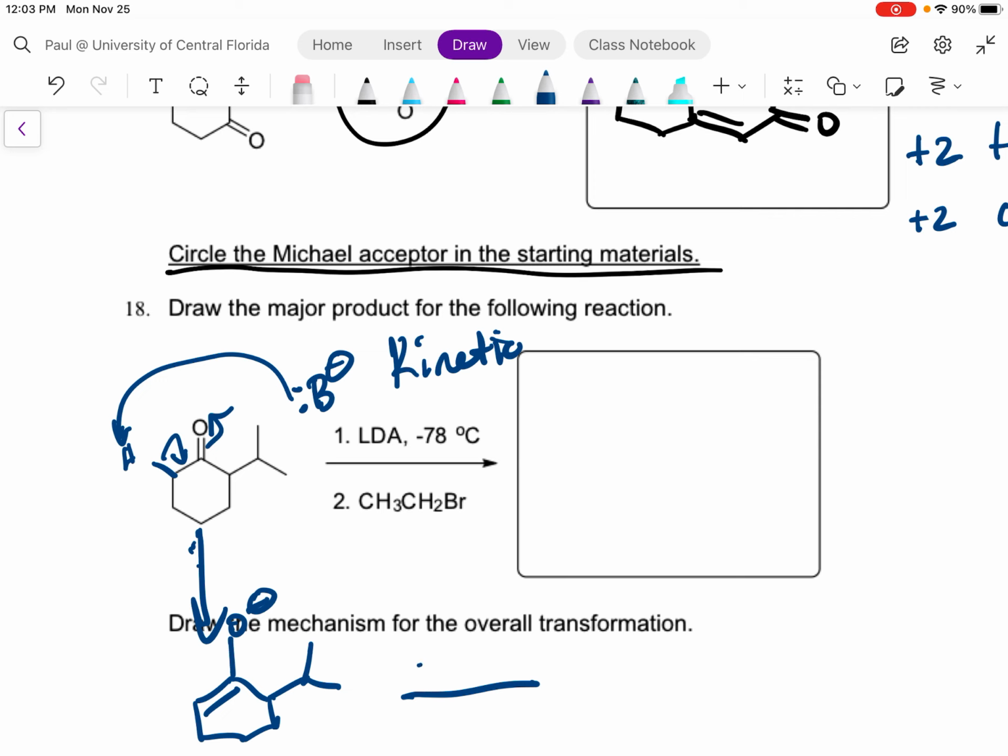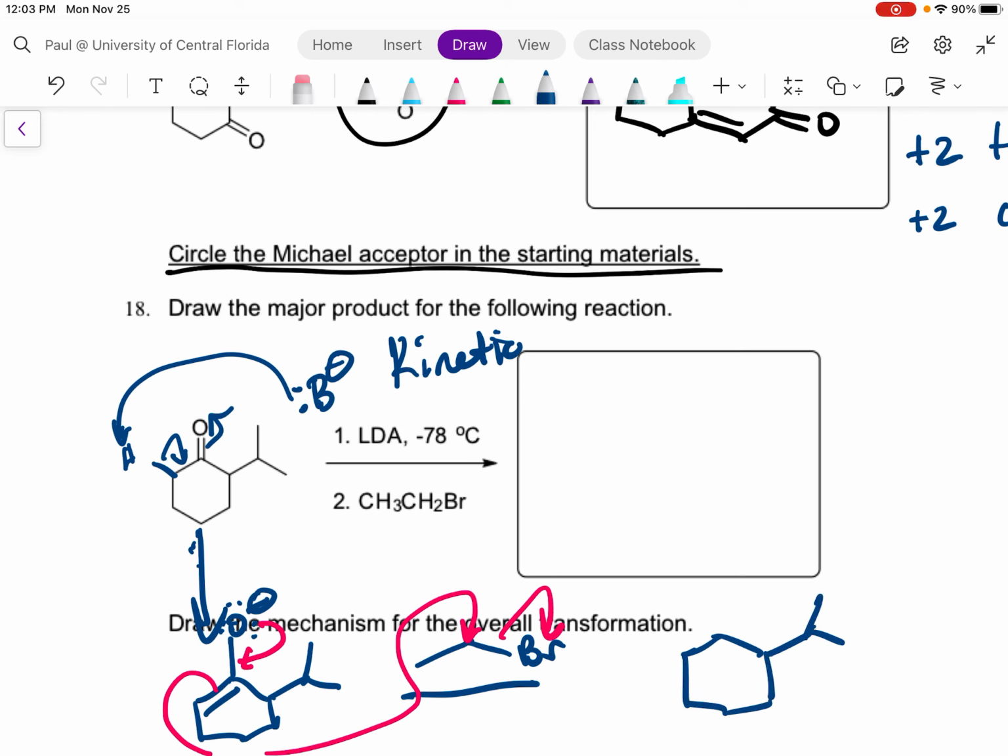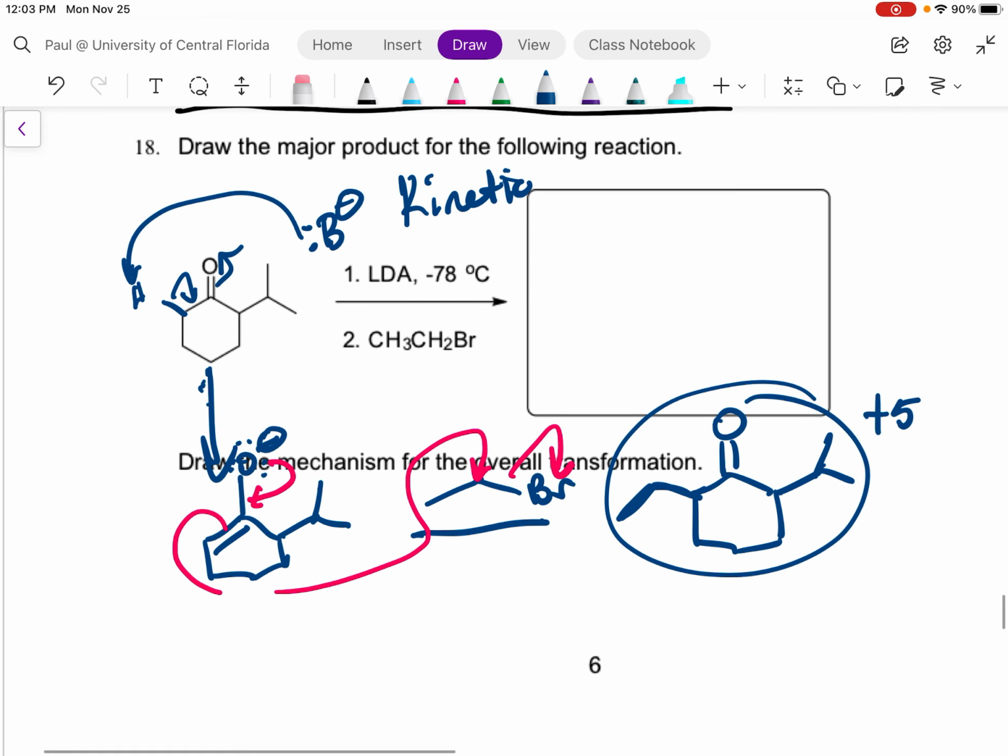And then that enolate is going to react with the ethyl bromide. So the lone pair is going to have to come down. Pi is going to come here in an SN2 fashion to do an alkylation event at the alpha carbon just like that. So that is the product that you would expect, and you get 5 points for that structure, and then you would get 5 points for the mechanism.